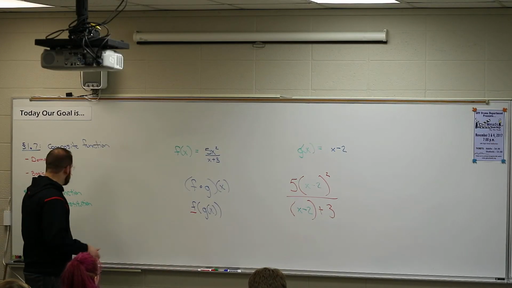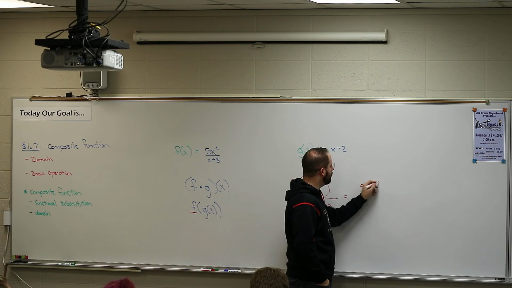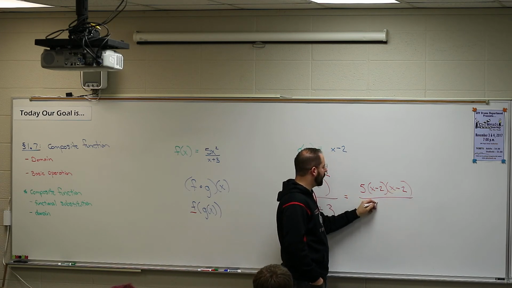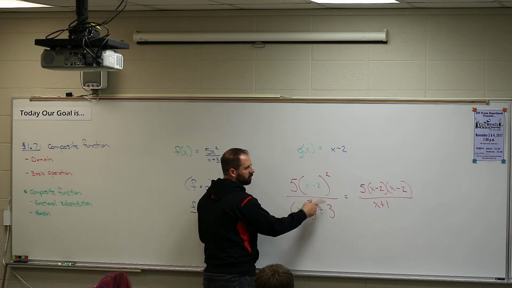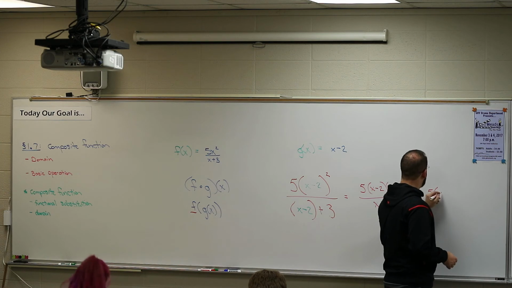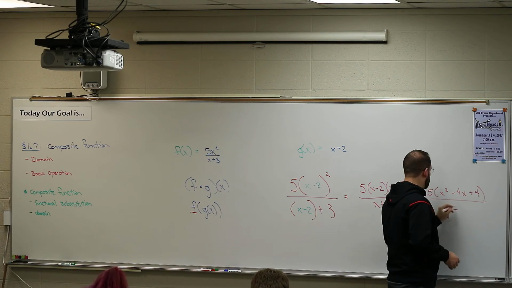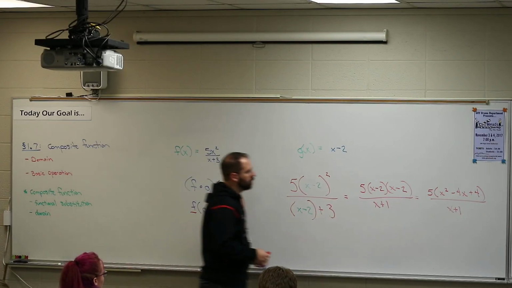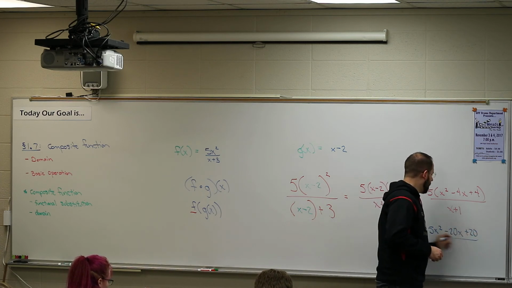Okay, now that we have this, let's figure out what we can get. Simplifying this, I need to FOIL the x minus 2 squared. On the bottom, I can just add those things together. I don't actually need the parentheses, since there's nothing to distribute over them and no power on them, so I can just combine the 3 and the negative 2. On the top, I get 5 times x squared minus 4x plus 4, all over x plus 1. So 5x squared minus 20x plus 20, all over x plus 1.